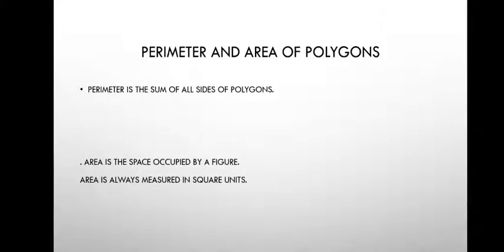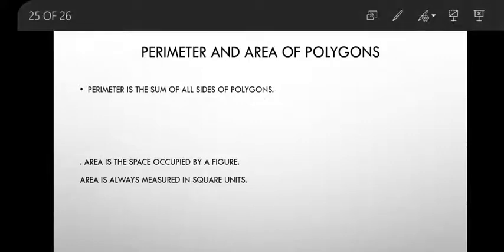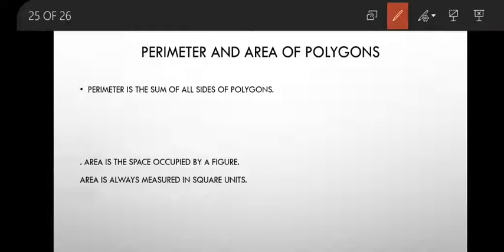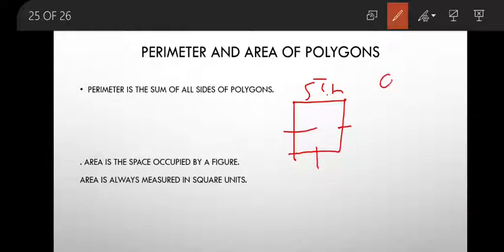Perimeter and area of polygon. Perimeter is the sum of all sides of a polygon. Area is the space occupied by a figure. Area is always measured in square units. Let us consider this is a polygon. This side is 5 centimeters, this is also 5, 5, 5. So the sum of all four sides will be 20 centimeters. So 20 centimeters will be the perimeter of this polygon.